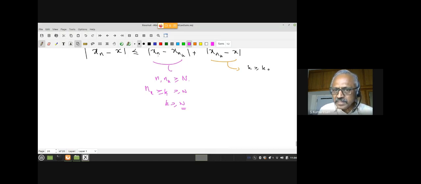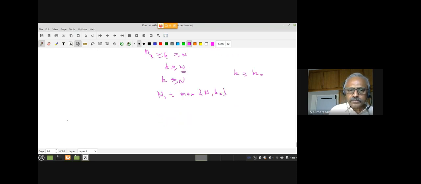Here the condition was on n and nk both should be greater than n. Here the condition was on k, greater than k naught. But now I made both the conditions on k. So for this to be true, what all I need is k must be greater than or equal to n. And for this to be true, I needed k to be greater than or equal to k naught. Therefore, if I take n1 to be maximum of n and k naught.